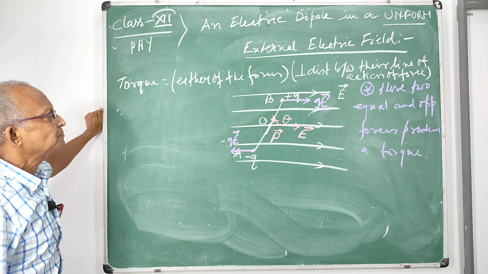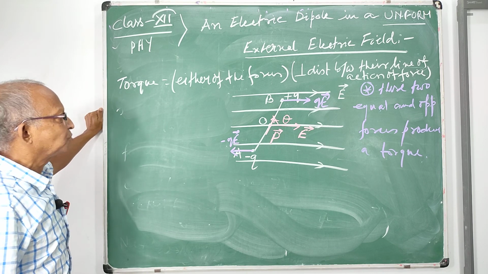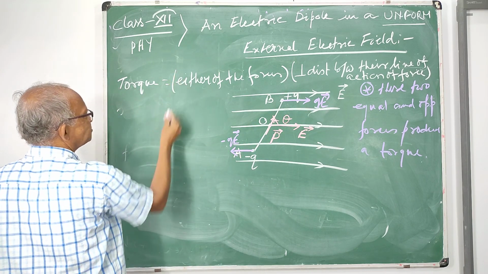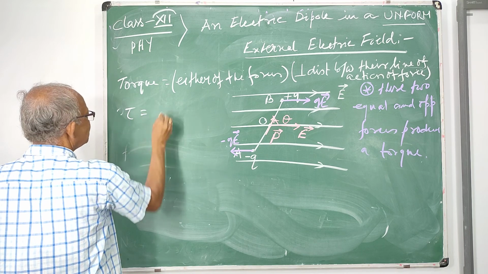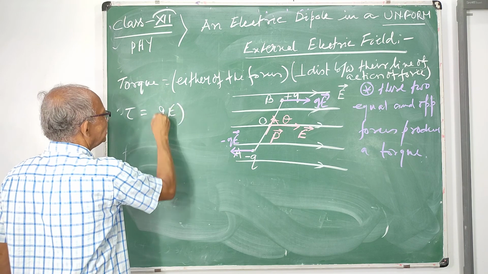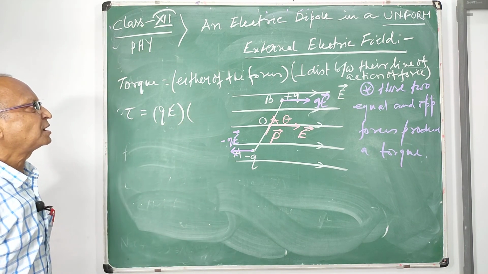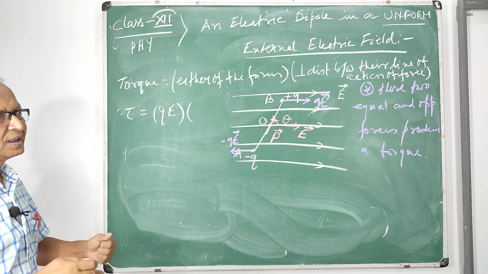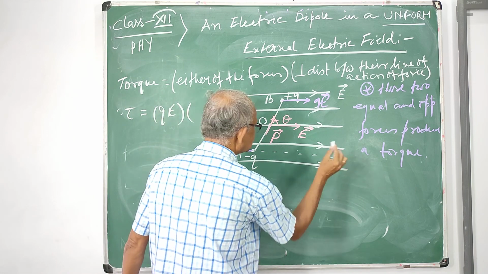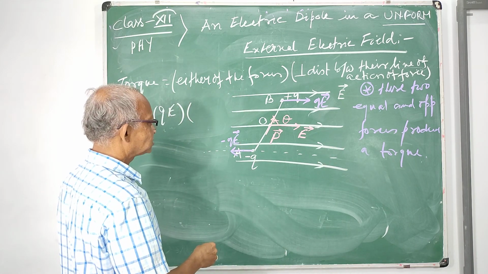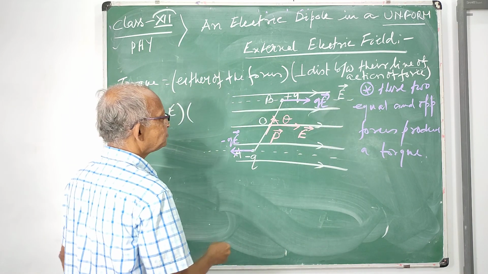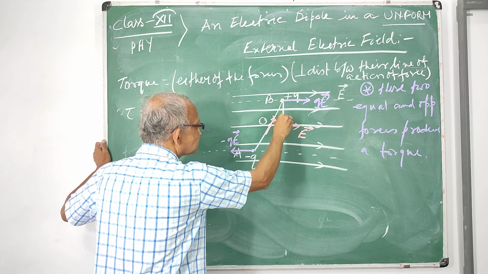How can you find the torque? Product of either of the forces. We have two forces, both equal and opposite in magnitude. So take any one of the forces. So torque tau equals, for either of the forces, take any one, QE into what? Perpendicular distance between their lines of action of force. This is the line of action of force on minus Q, and this is the line of action of force on plus Q. So draw the perpendicular distance.